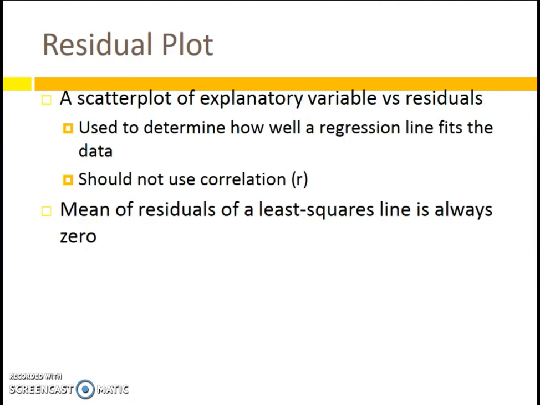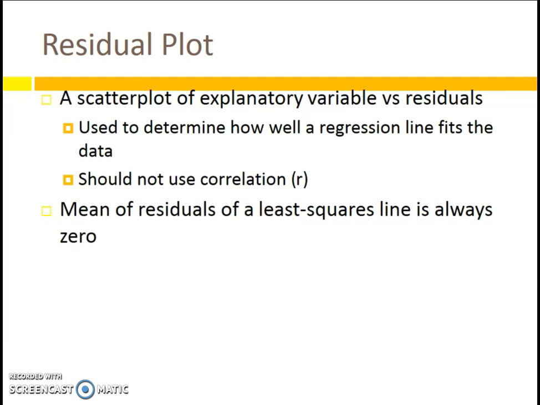Okay, we've talked about the line of best fit, the least squares regression line. Now I'm going to talk to you about this thing called a residual plot. Residual plot is another type of scatter plot. Okay? It is a scatter plot of the explanatory variable, our x's, versus our residuals. So not against the response, but against the residual. So we use this for two reasons, right? The first reason is that it is used to determine how well the regression line fits the data.